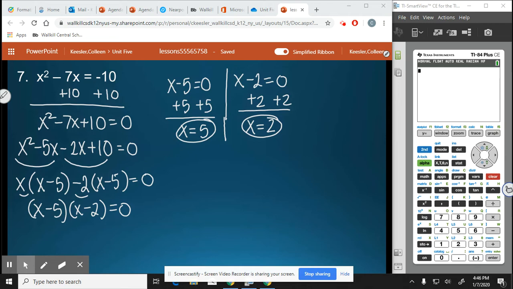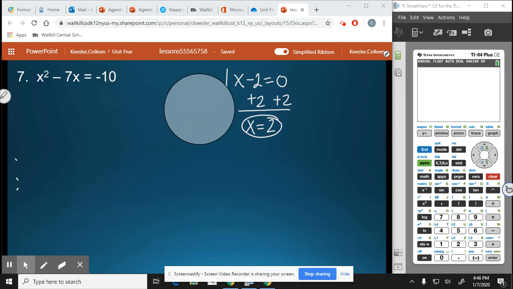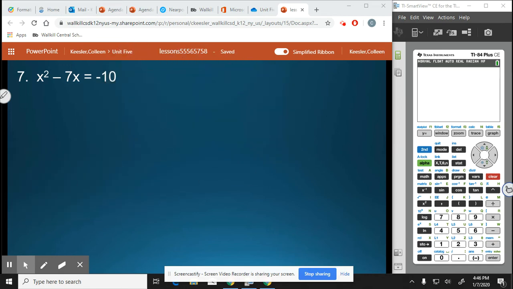Okay, so that wasn't too tricky, I hope. It uses the same idea of factoring that you've seen in the past, and then just solving a regular equation. Remember, you only do this if you're solving, not if it just asks you to factor.